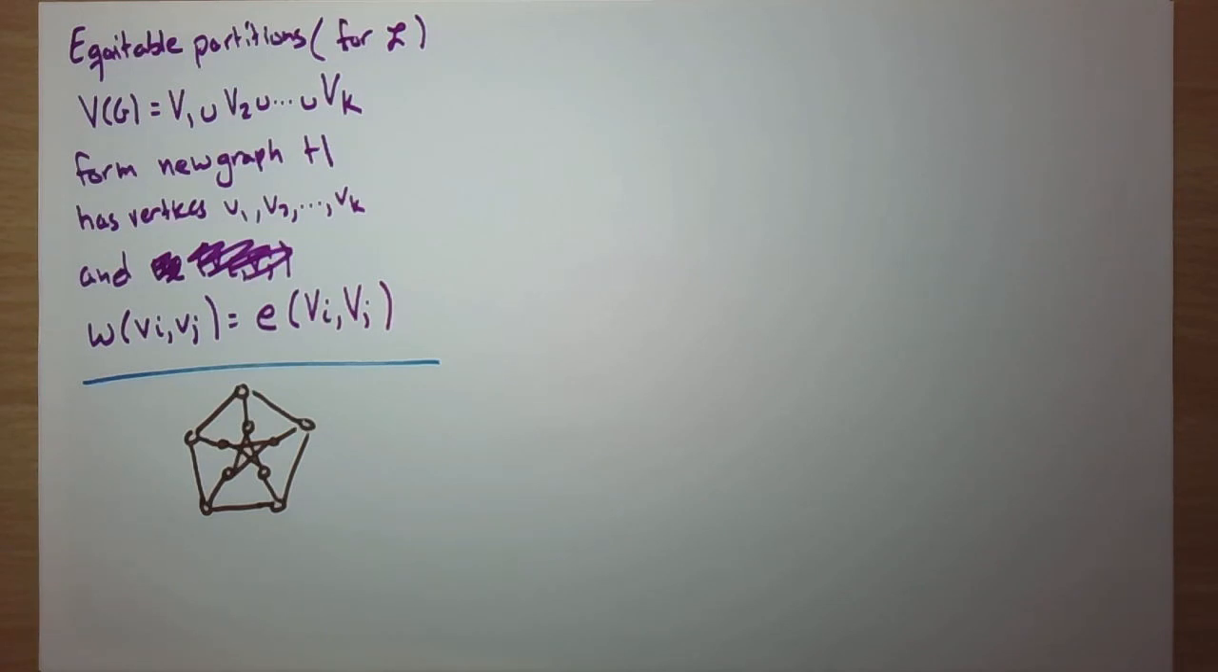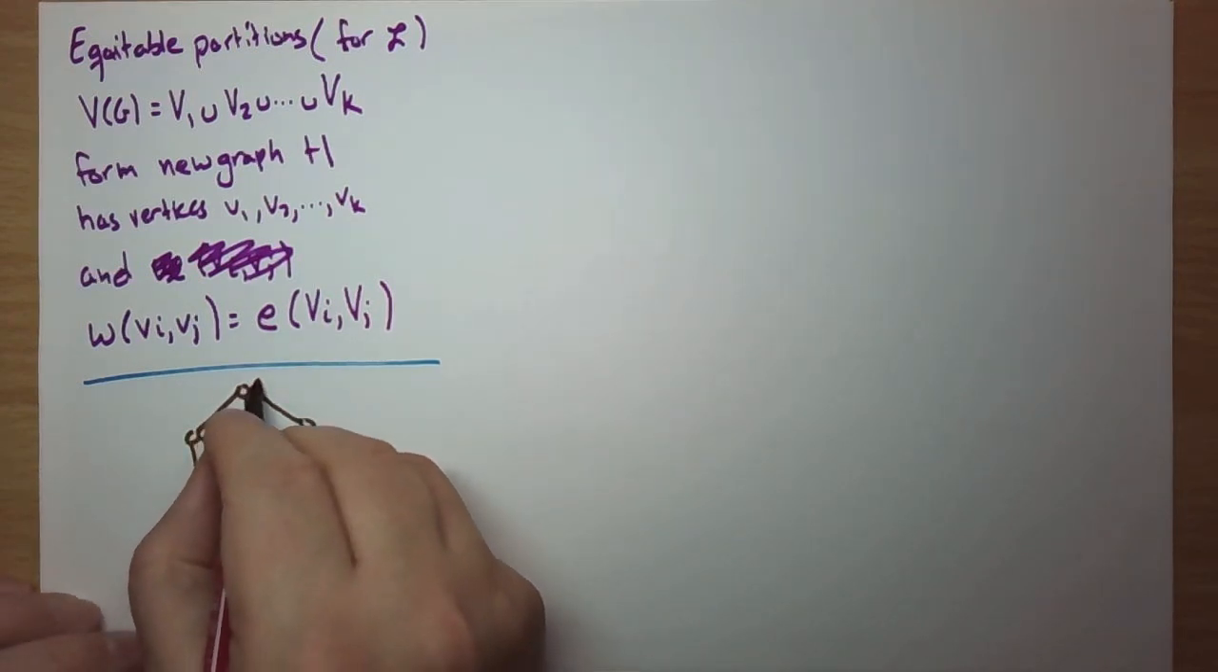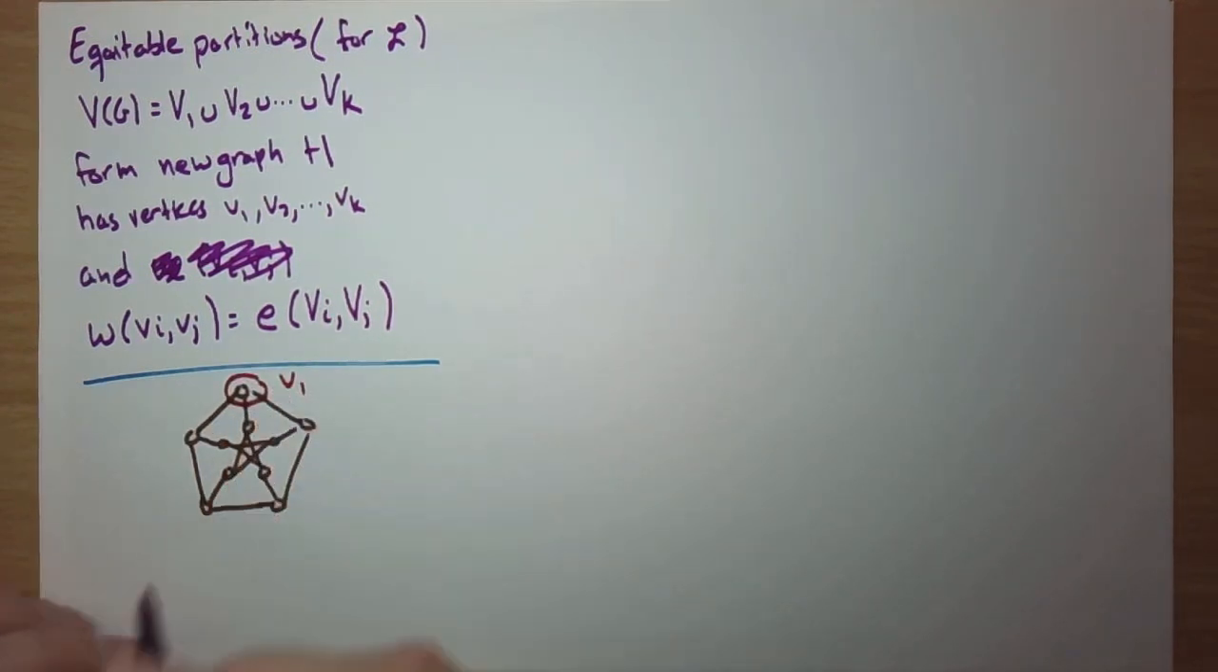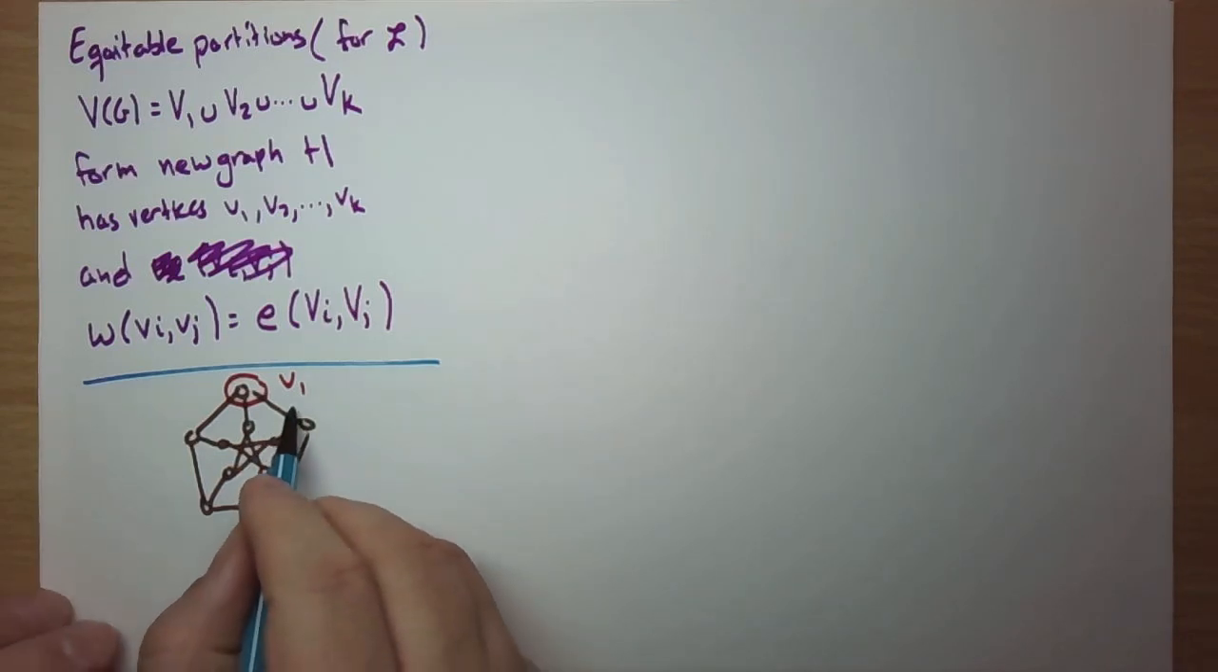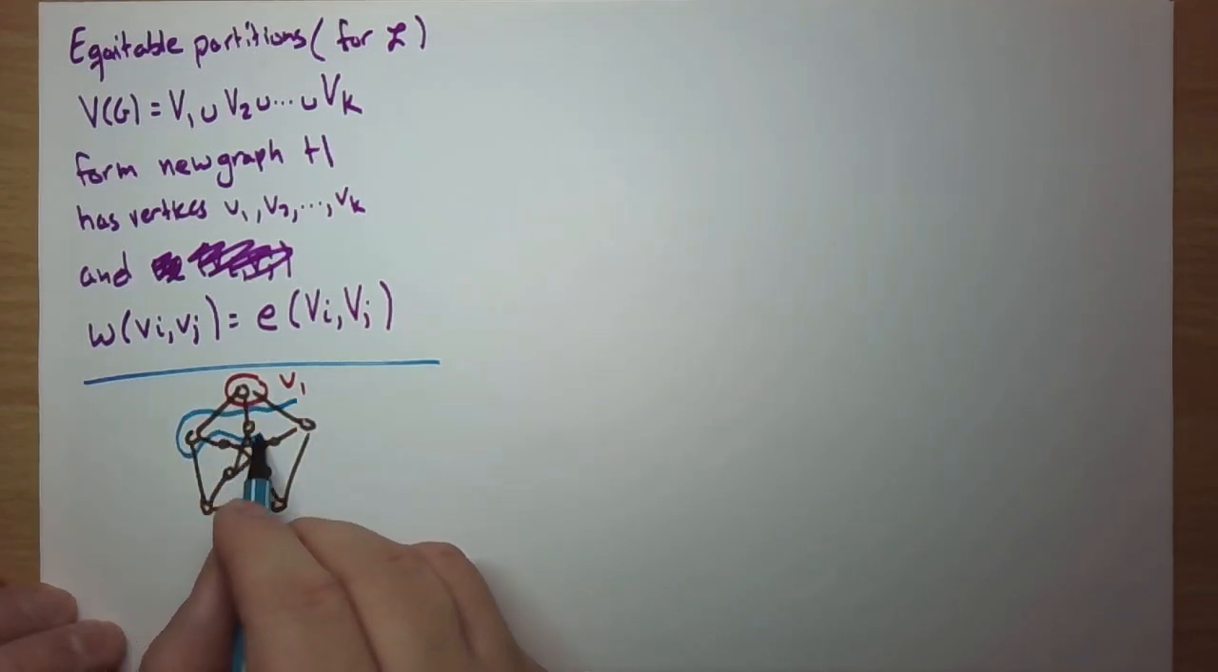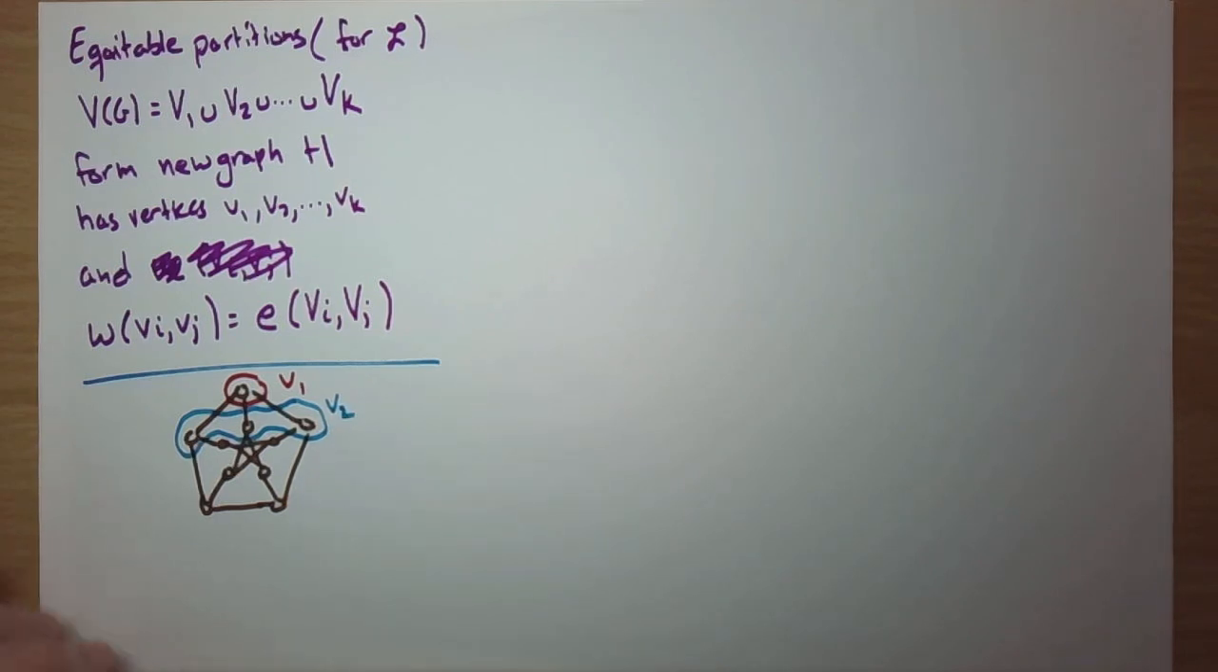So for this graph, we'll do a similar splitting up. So we have our V1, and then we'll have our V2. And then we'll have our V3.